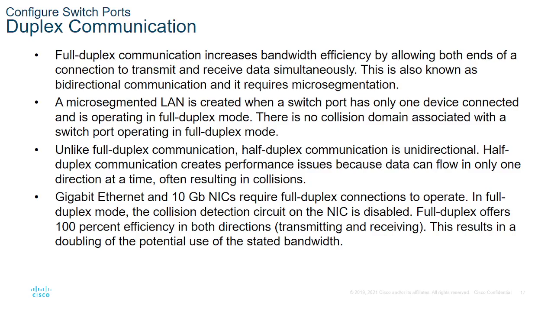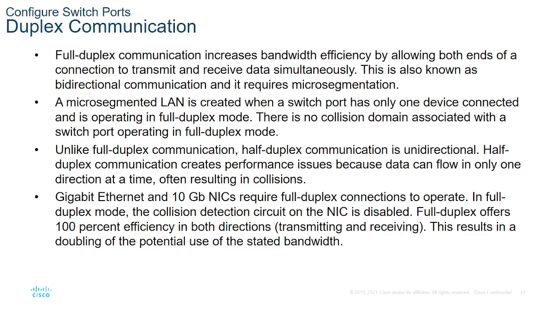Unlike full duplex communication, half duplex communication is unidirectional. Half duplex communication creates performance issues because data can only flow in one direction at a time, which often leads to collisions. So with half duplex, you can only send data in one direction at a time. You can either send or receive. Because you can only do one thing at a time, collisions are likely, especially when two devices transmit at the same time.